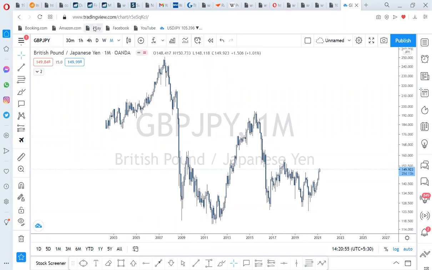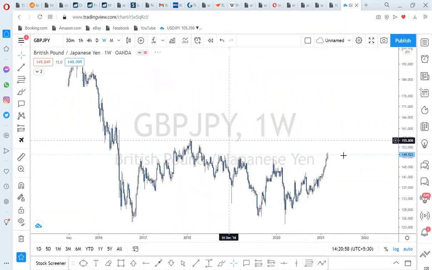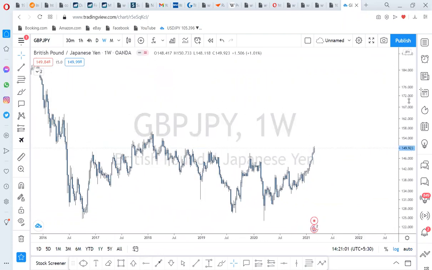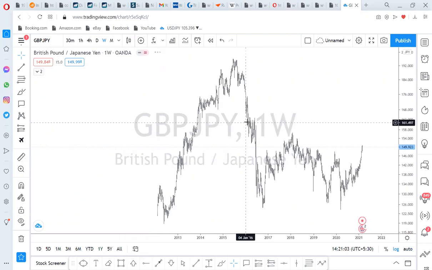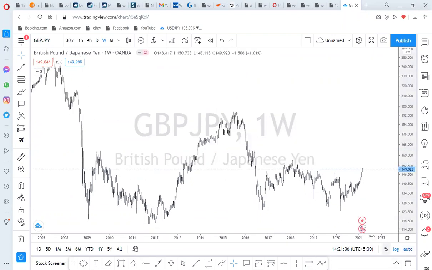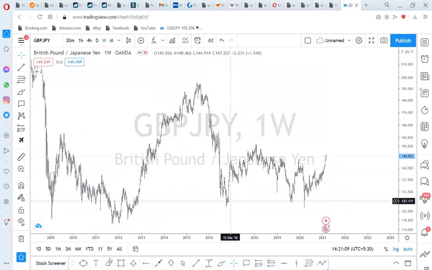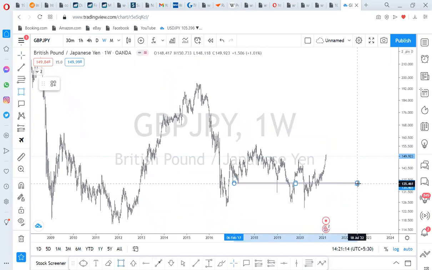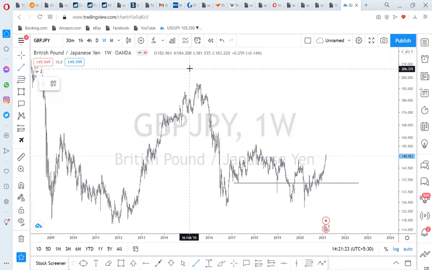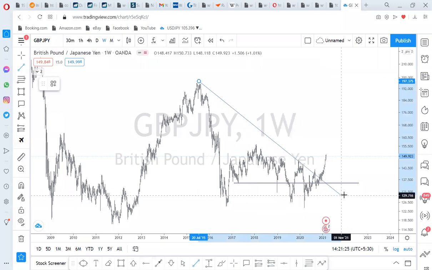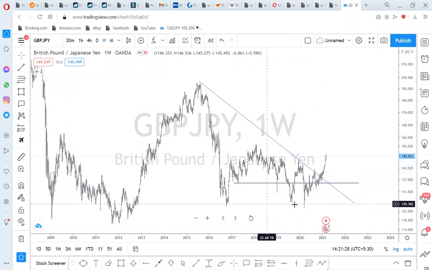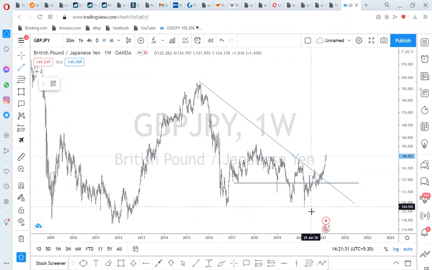So looking at this market, we go to the weekly and see how the market has been playing in our zones in previous times. Looking at this market, we can clearly see this zone being broken. We can clearly see this as well, and a very bullish move from this as well.